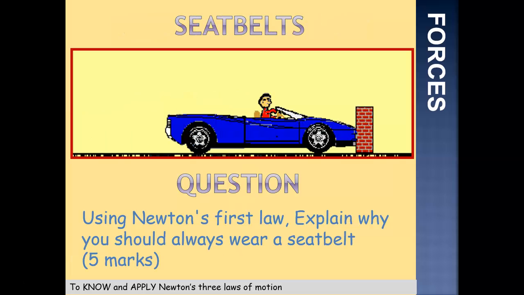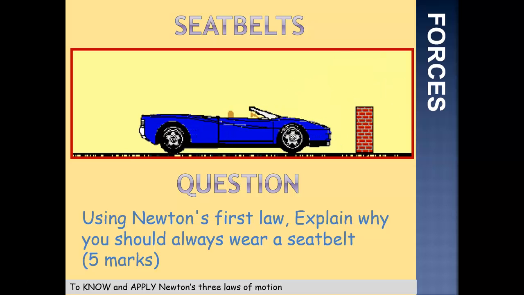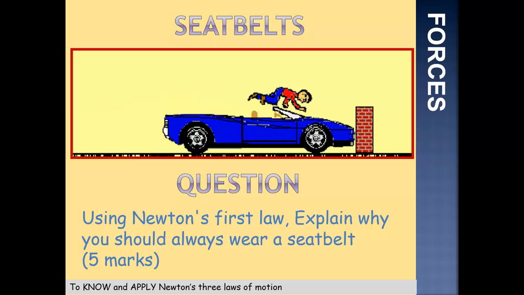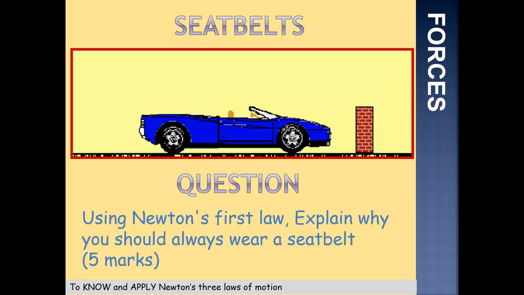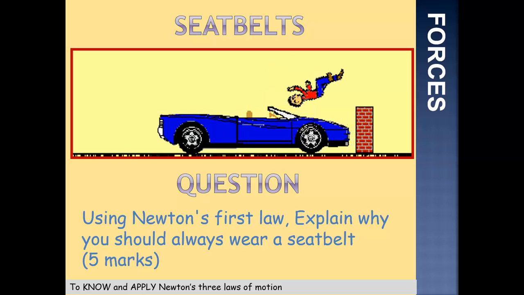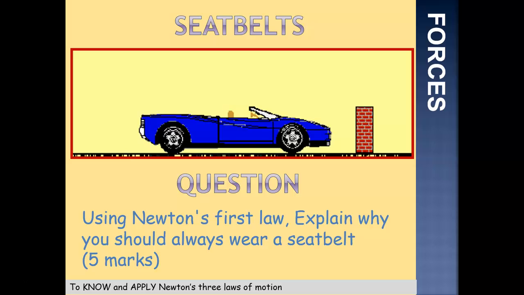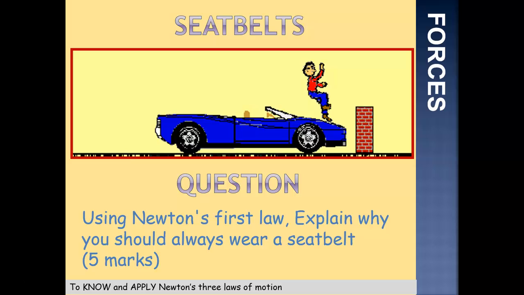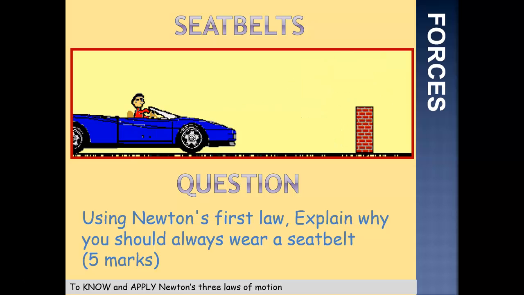So, with seatbelts, have a look at that video. We can see the man and the car are both moving at the same speed, and the wall stops the car. So why does the man continue on? Well, when we talk about Newton's first law, we've said it will carry on doing what it's doing unless it's acted on by a force. The wall in this case is acting only upon the car, it's not acting upon the person. So there's no force pushing the person back. So Newton's first law states it will continue on at the same speed.